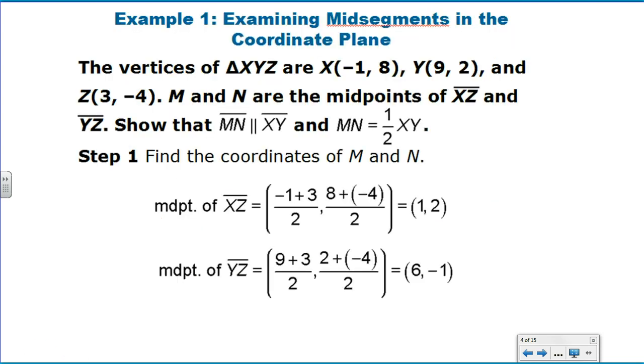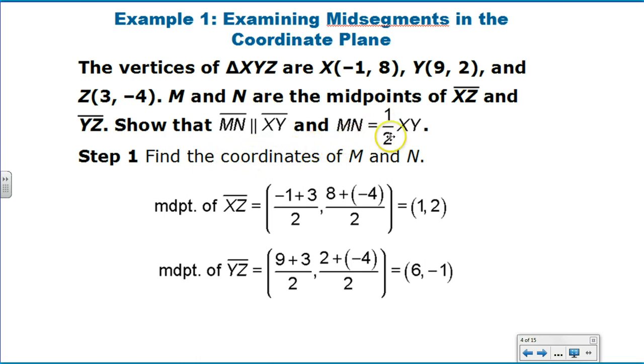Okay, if you could pause the video and plot this triangle with the given coordinates on a coordinate plane. And come on back. Okay, and if you're back, then M and N are the midpoints of segment XZ, that would be M, and segment YZ, that would be N. We're to show that MN is parallel to XY. Also, MN is half of XY.